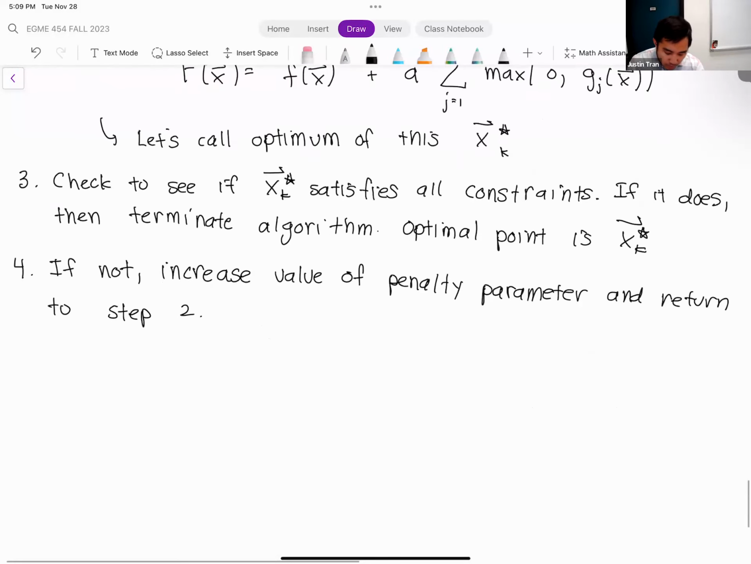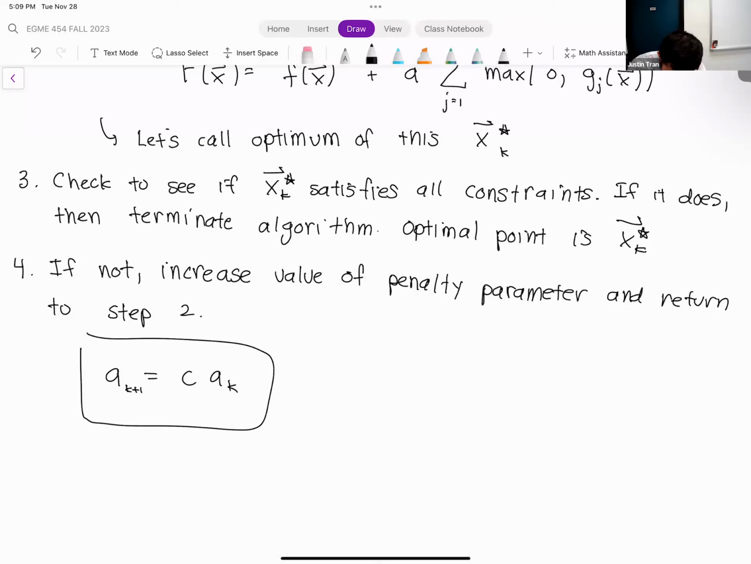And a couple things with this last step here. Usually when you're increasing the penalty parameter, what's typically done is that you increase it by a multiple of the previous one. Let's say a k plus 1, the penalty parameter at the next step, is going to be c times ak, where ak is the previous penalty parameter. And c here is some value that's greater than 1.